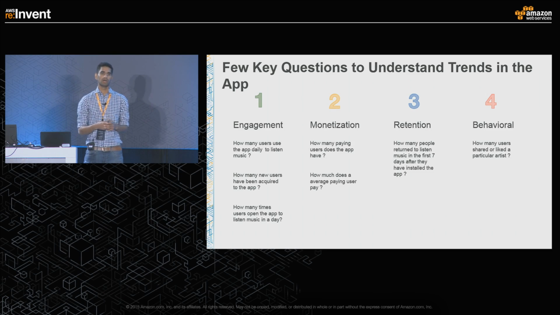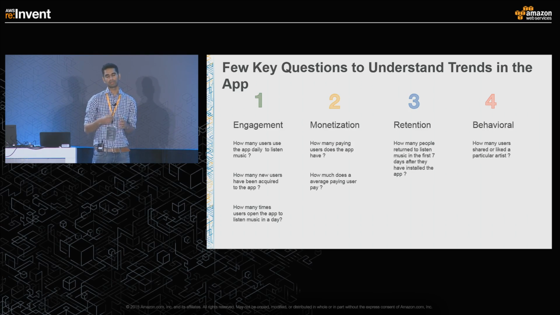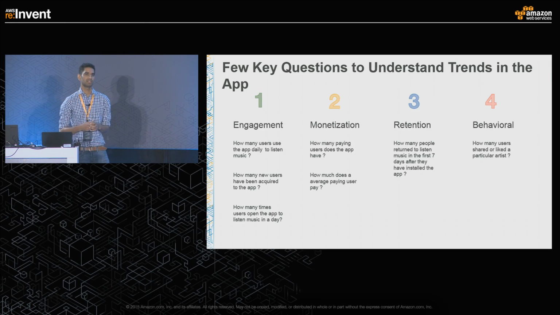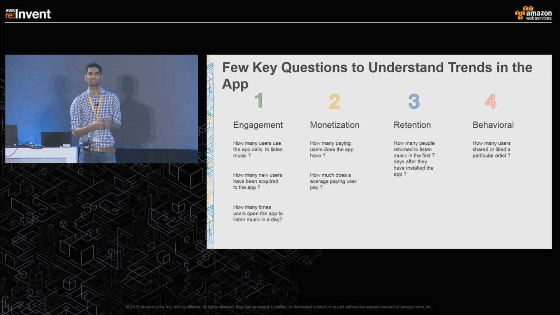Next, moving on to answering questions like, how many paying users does my app have, or how much does an average paying user pay in the app? These kinds of questions will tell you if your monetization strategy is really working or not.